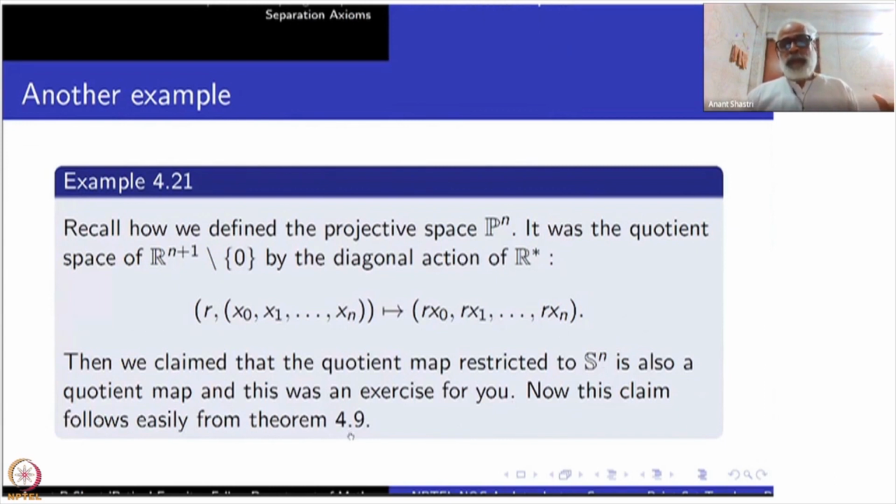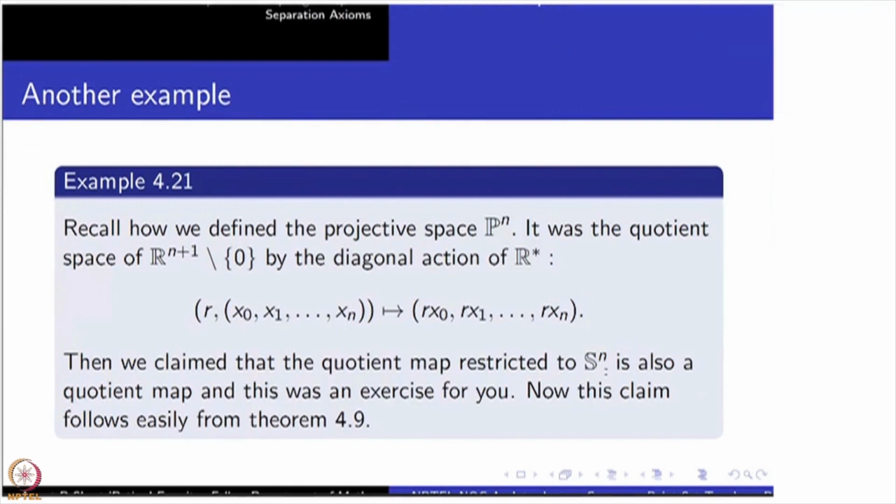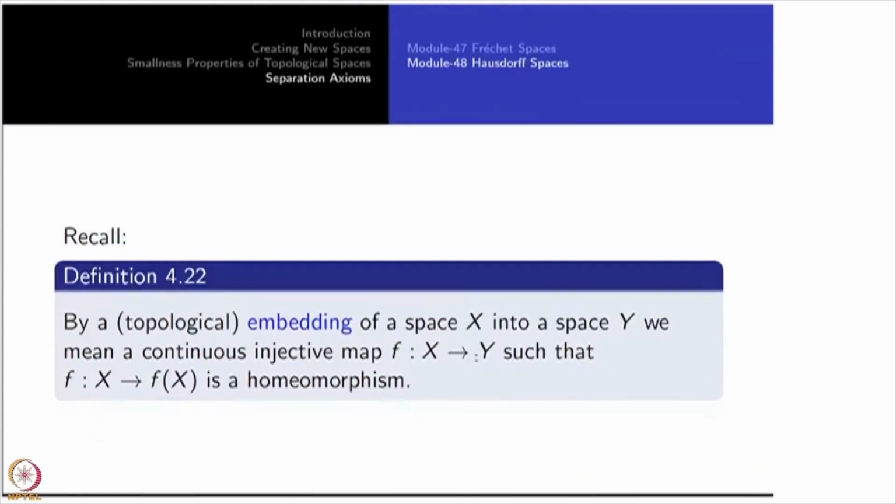It follows that Sn to Pn is also a quotient map. Of course, it is not a bijection, otherwise it would be a homeomorphism. Here, antipodal points x and minus x are mapped to the same point. This quotient is easier to understand. Namely, it is under the antipodal action. x goes to minus x, and both of them, x and minus x, go to the same point.